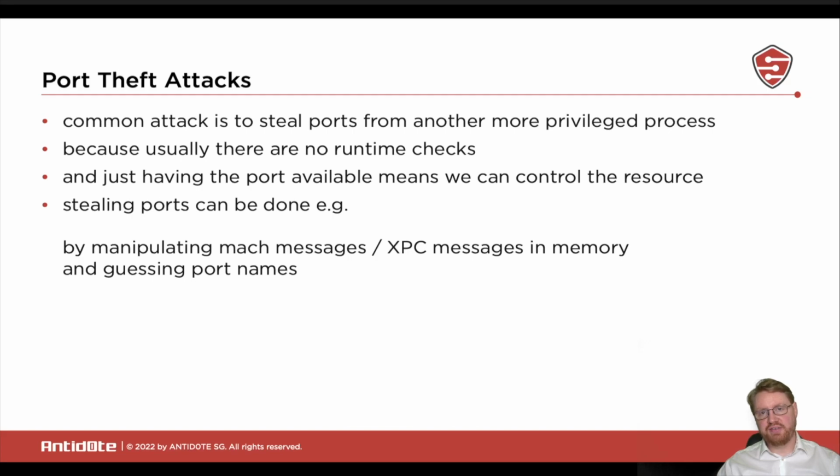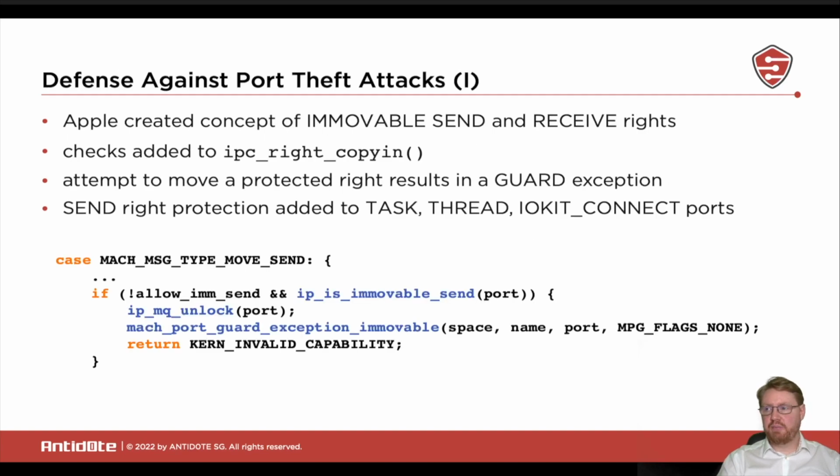This is something that has happened in the past. Well, maybe not public normal exploits, but a zero day used in the wild used this kind of attack. They stole an IOKit connect port, and so this is when Apple likely decided to do something against this. And so what they came up with is a new type of protection. It is basically the so-called immovable send and receive rights.